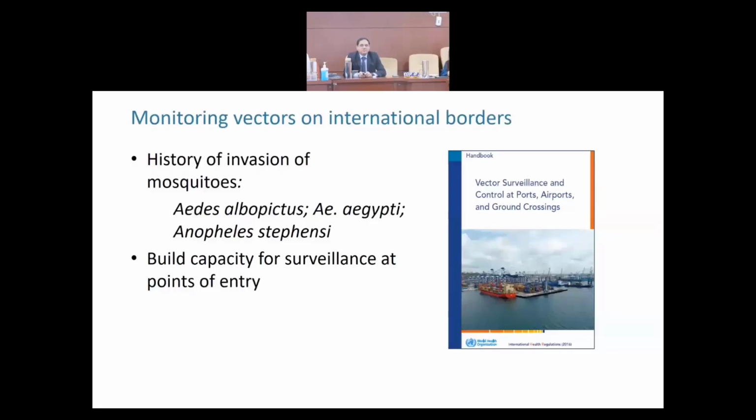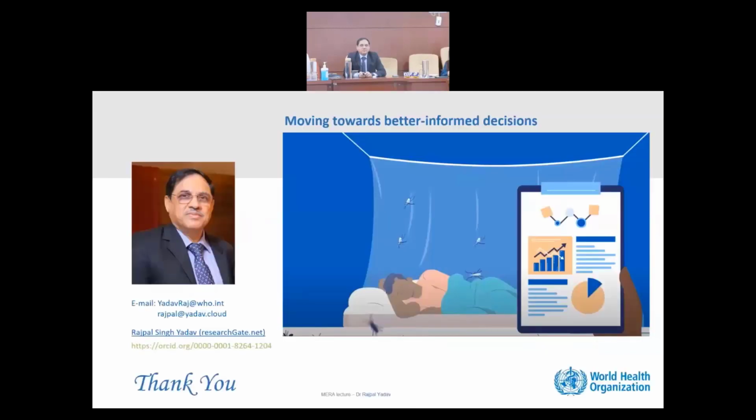Finally, we have also, with the support of VCRC, developed a new guidance on vector surveillance and control at ports, airports, and ground crossings. As you may know, mosquitoes enter across international boundaries through transportation modes, through ships or aircraft or trucks, and therefore we developed a guidance on how to monitor mosquitoes across international borders.